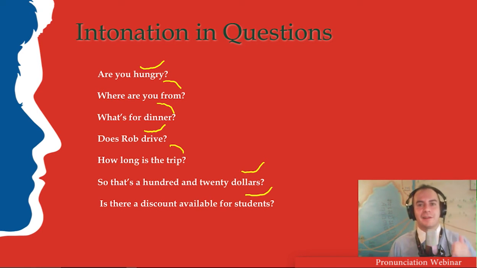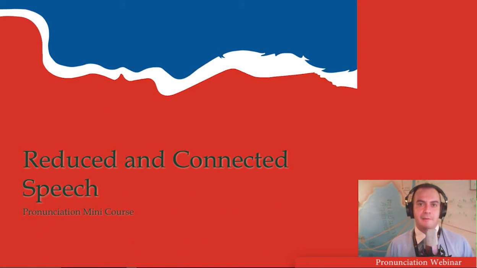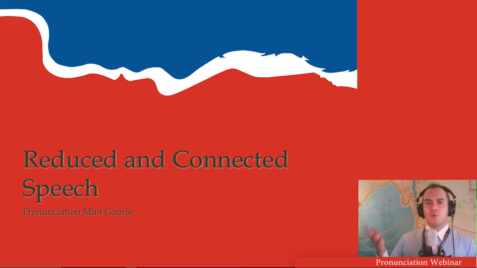It's got to fall at the end. So now we've covered our first two objectives. You know where to put the stress in different words. You know how to give your voice feeling using rhythm and intonation, make it lively and expressive. But what if you still have difficulty understanding native speakers, especially when they're talking really fast?